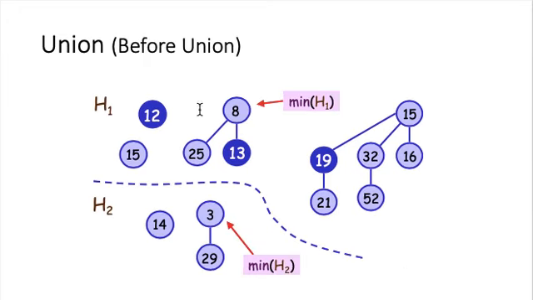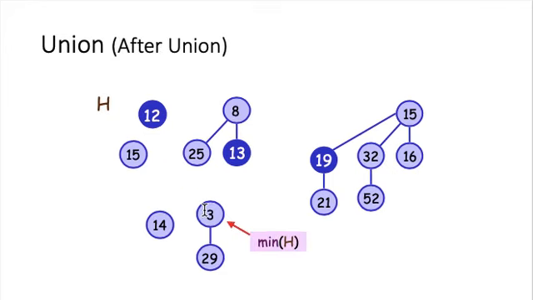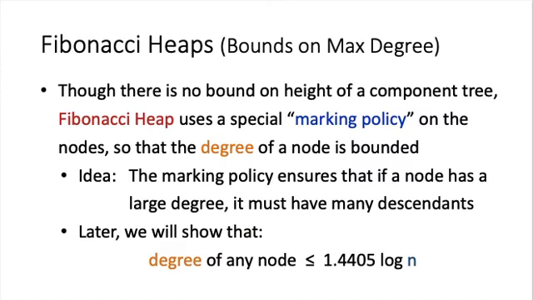So previously, this is the minimum of H1, this is the minimum of H2. After that, we compare which one is smaller, and then set the minimum to be the minimum of these two. So done. So the union operation takes constant time. And now we will talk about the bound on the maximum degree in the next lecture. But here, let us state what we know.